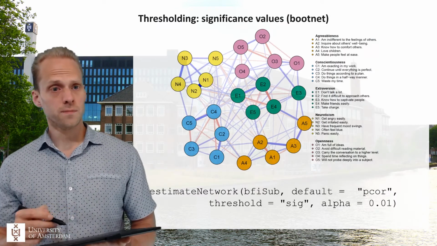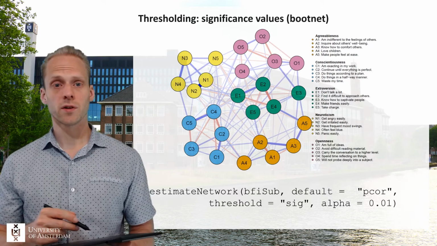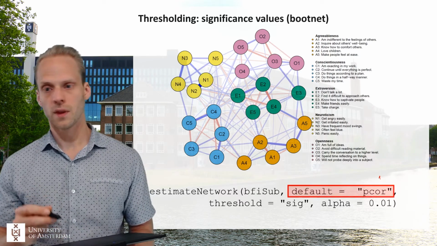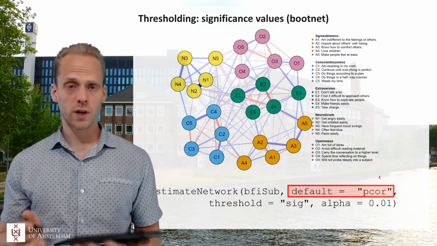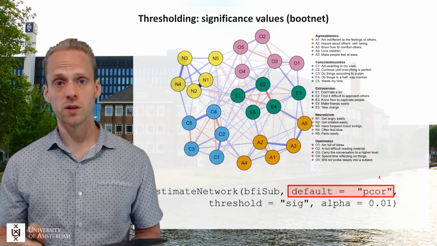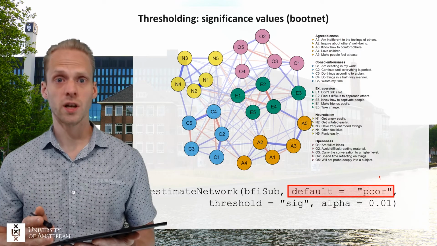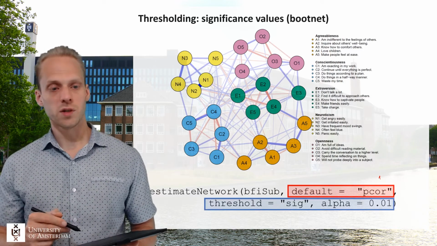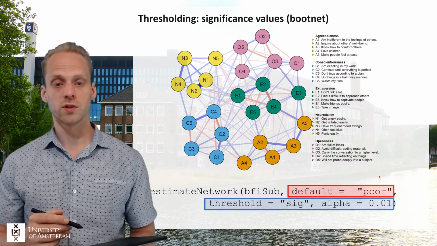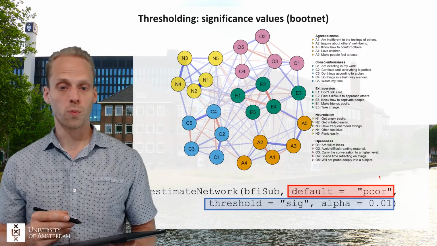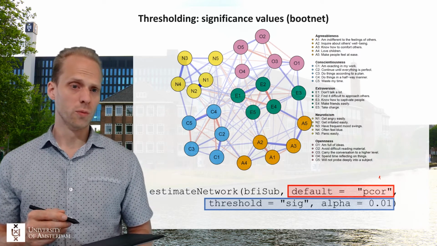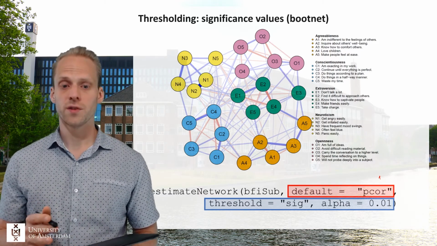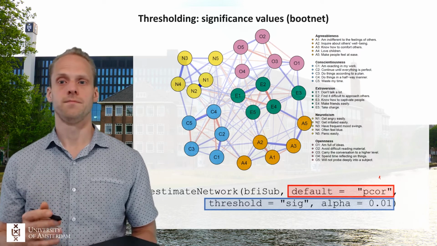So let's take a look. This uses the estimateNetwork function from bootnet with the default set pcor, which we already learned about in the previous video series as well. So this will estimate the maximum likelihood estimate of the Gaussian graphical model. And now we simply add these arguments threshold equals sig and alpha is 0.01 to threshold all edges that are not significant at an alpha level of 0.01.